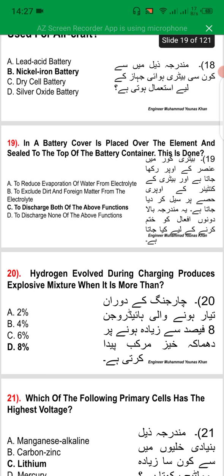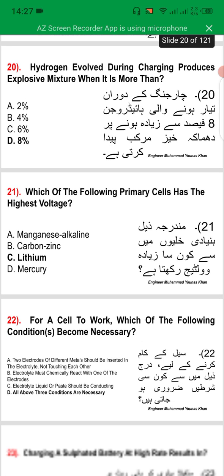In a battery, the cover is placed over the element and sealed to the top of the battery container. This is done to discharge both of the above functions. Hydrogen evolved during charging produces an explosive mixture when it is more than 8%.